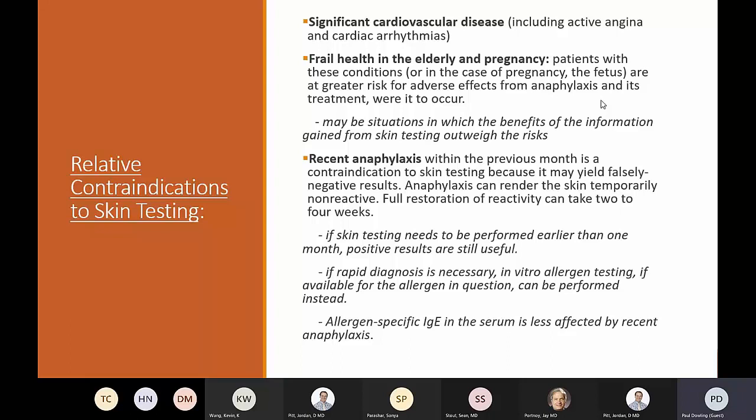And again, if skin testing needs to be performed earlier than 1 month, positive results that people get are still useful. And if rapid diagnosis is necessary, in vitro allergy testing is available and is less likely to be affected by recent anaphylaxis. And again, I think Dr. Pitt's abstract gives insights into doing skin testing within a month of having an allergic reaction.